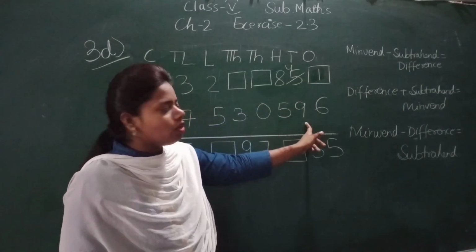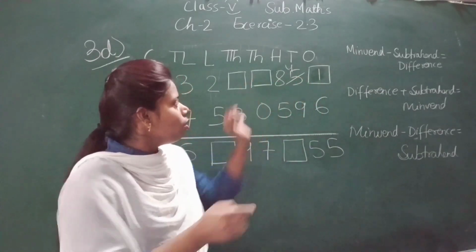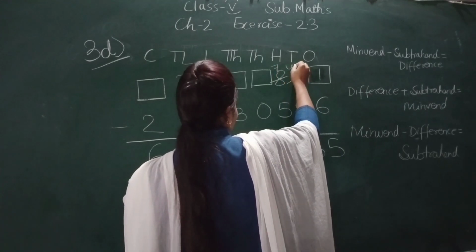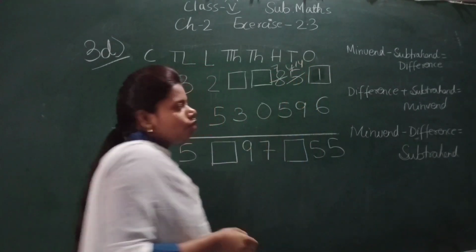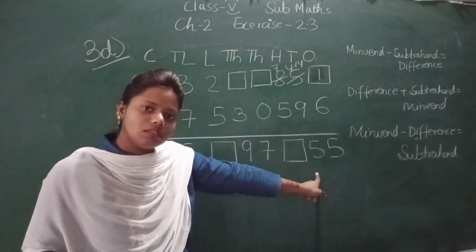Now, from 4 we cannot subtract 9. So this 4 will take borrowing from this 8. So this 8 will become 7 and this 4 will become 14. Now 14 minus 9 is 5.